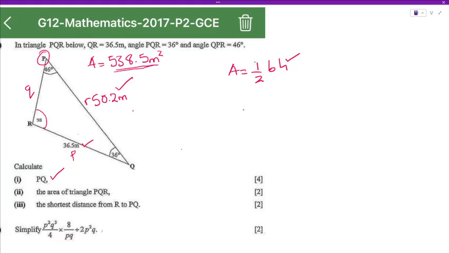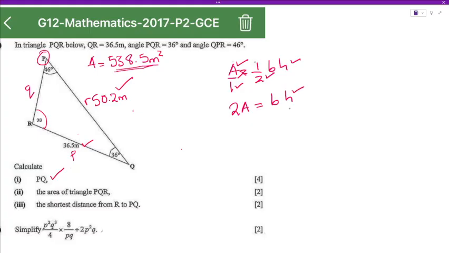So how do you make h the subject? We are going to say over a 1 here, you cross multiply. So that's going to be 2 times a there, giving you 2a. And then 1 here times bh will just give you bh.